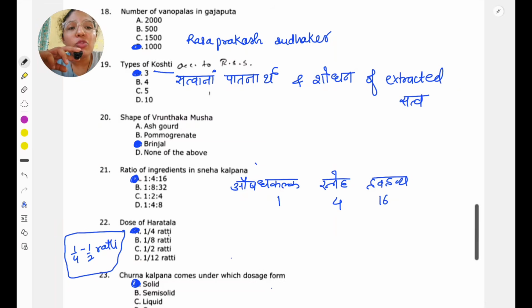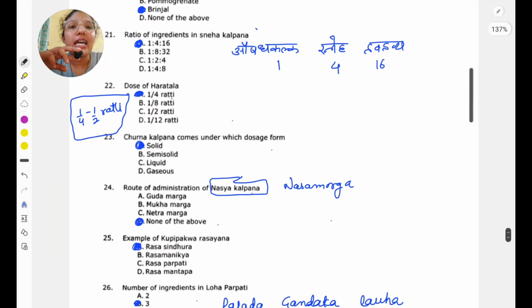Shape of Vritantaka Musha is brinjal-like. Ratio of ingredients in Sneha Kalpana is Aushadha Kalka 1 part, Sneha 4 parts, Drava Dravya 16 parts. Dose of Hartala is actually 1/4 to 1/2 Rati. So here two options are there, and I clicked on 1/4 Rati.